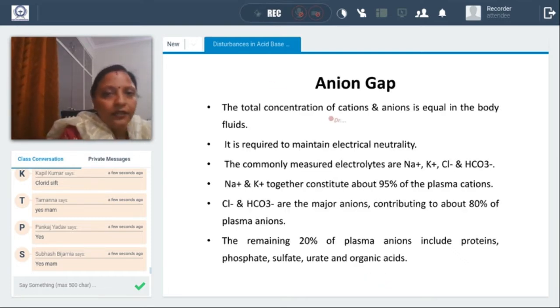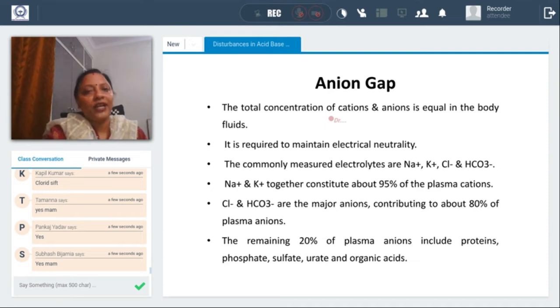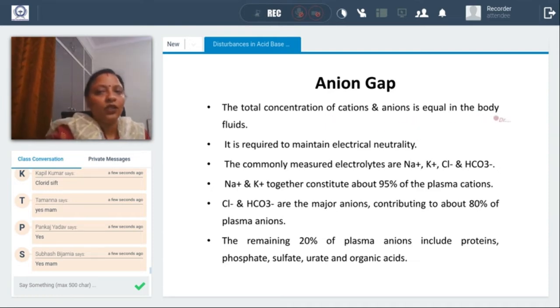What is anion gap? The total concentration of cations and anions is equal in the body fluids. It is required to maintain electrical neutrality or balance. The commonly measured electrolytes are sodium, potassium, chloride ions, and bicarbonate ions. Sodium and potassium together constitute about 95% of the plasma cations. You all know these are cations, and chloride and bicarbonate ions are major anions.